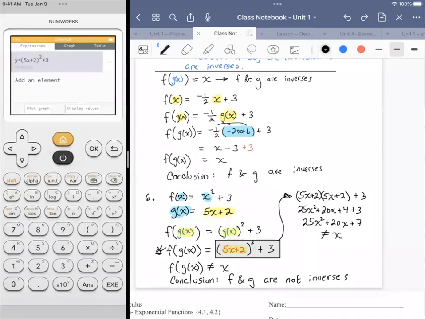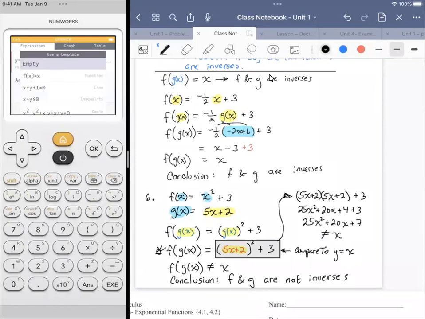Now I want to compare that to y equals x. If they're the same, then you have it. That means that they're inverses graphically. If they're different, then they're not inverses. So I would just type in alpha 3 to bring up the y, shift pi equals, bring in the x. All right. Then I'm going to hit OK.